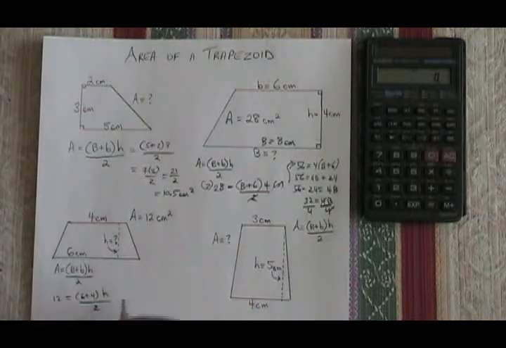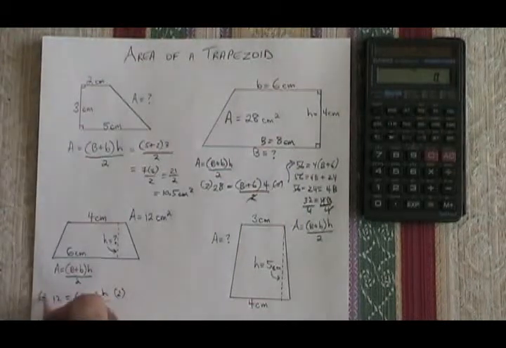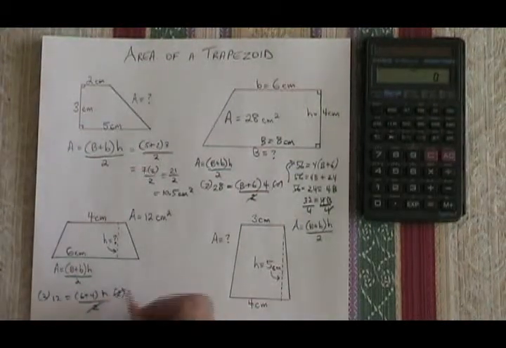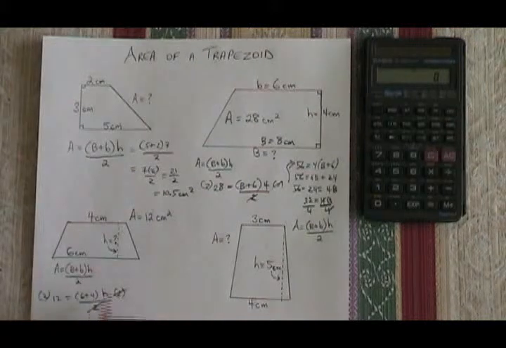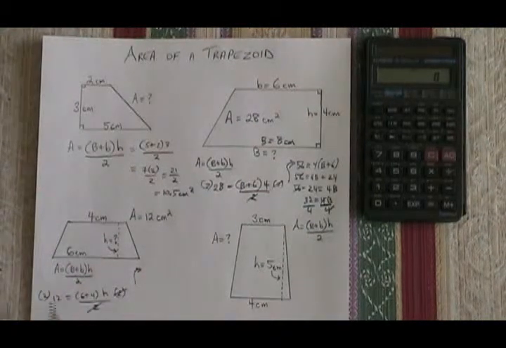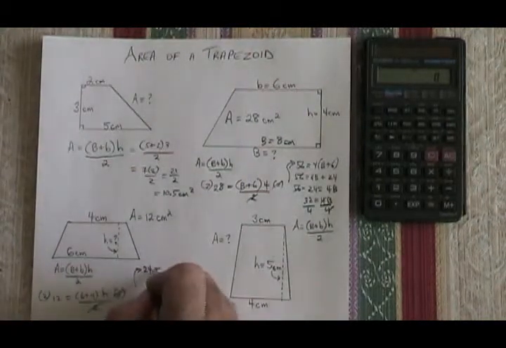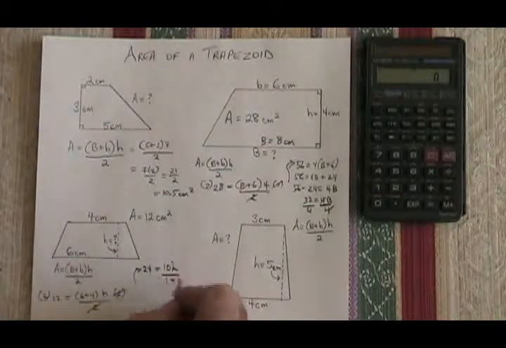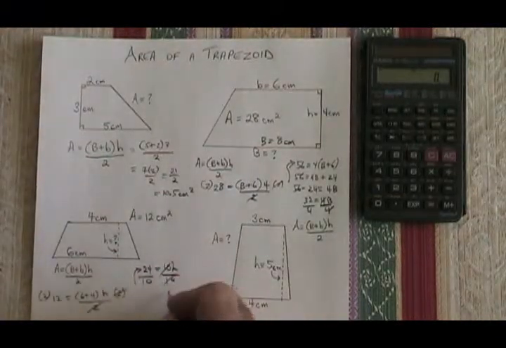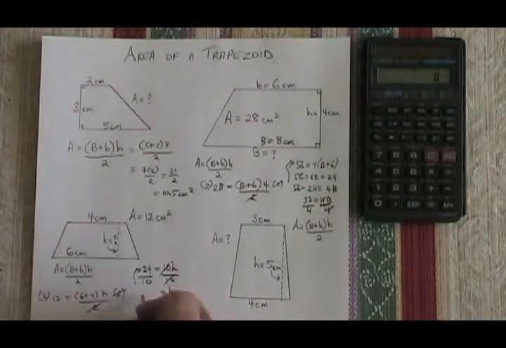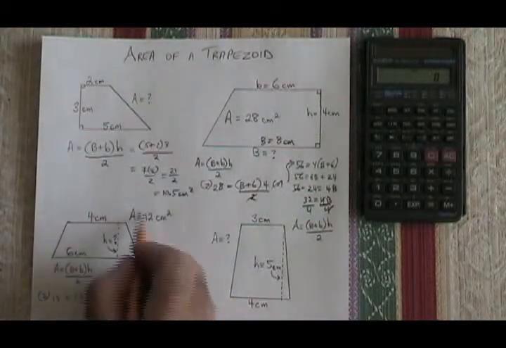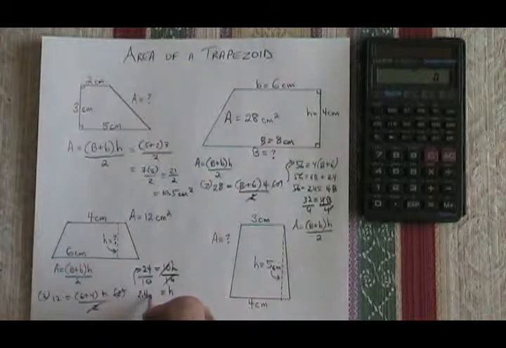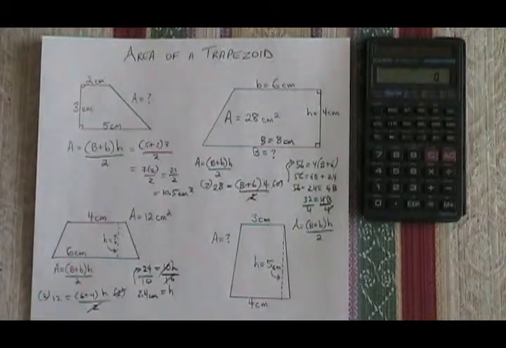Again, I want to get rid of that 2, so I multiply both sides of the equation by 2. These cancel. Moving over here, 2 times 12 is 24, equals 6 plus 4 is 10h. If I divide both sides by 10, cancel, cancel, my h is equal to 2.4. The unit of measure is the centimeter, so it's 2.4 centimeters.